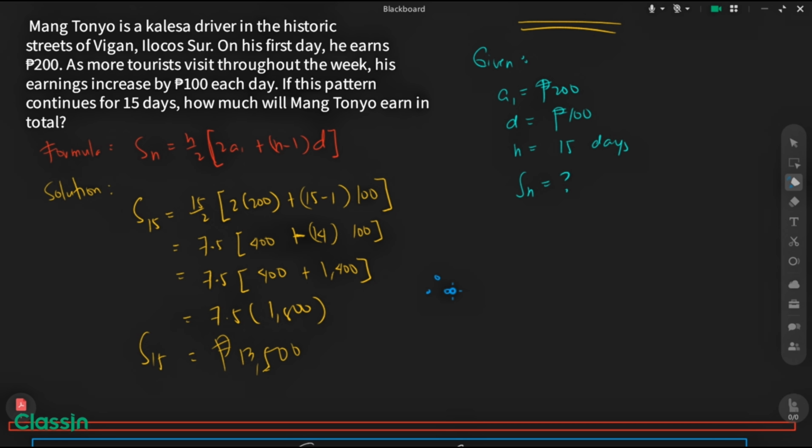Therefore, Mang Tonyo will earn a total of 13,500 in 15 days.